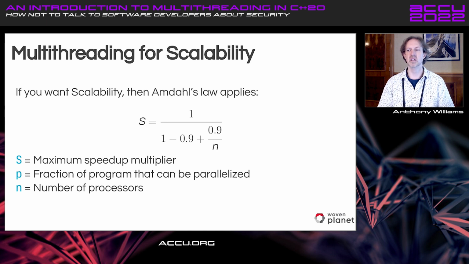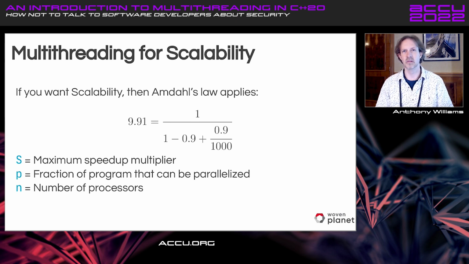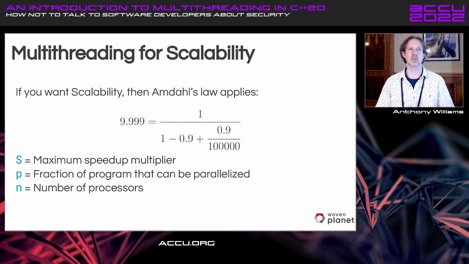Just to stick some real numbers in, if we've got 90% of our application that can be parallelized, you might think that's a reasonably high percentage. And then say we've got 1,000 cores, then actually you're only going to get a 9.9 speedup, which isn't as much as you might have hoped. You might hope to get somewhere near 1,000 times speedup, but it's that remaining 10% that's getting it. Because even if we stick in 100,000 cores, we still don't get to 10 times speedup. It's still 9.999 at 90% parallelism. At 99% parallelism, we get that extra factor of 10, to 99.9, but that's still on 100,000 cores.